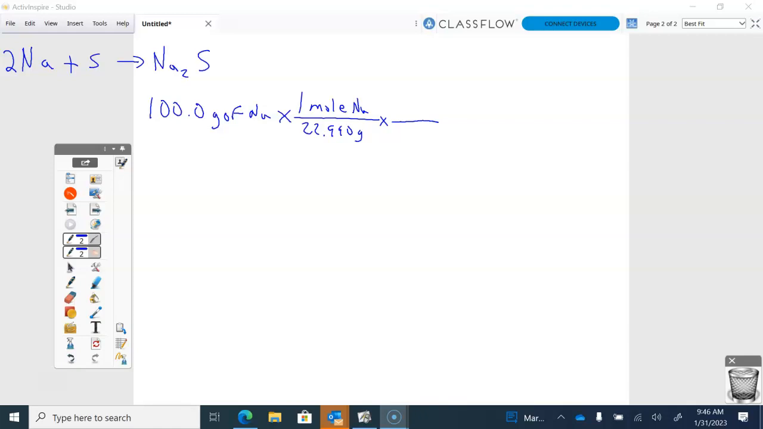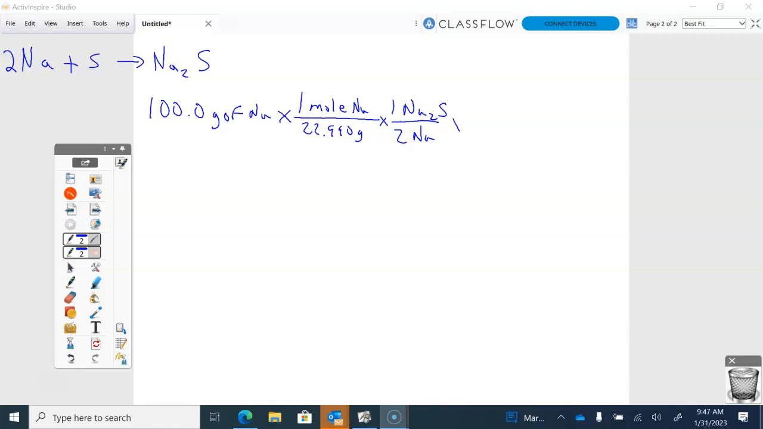I put it was a 1 to 2 ratio. 1 to 2 ratio. So where'd you put the 1 and the 2? 1 on the top, 2 on the bottom. You make 1 Na2S for every 2 Na. Agreed? Yeah. And that gives me moles of Na2S. For every 2 moles of Na, I make 1 mole of Na2S.